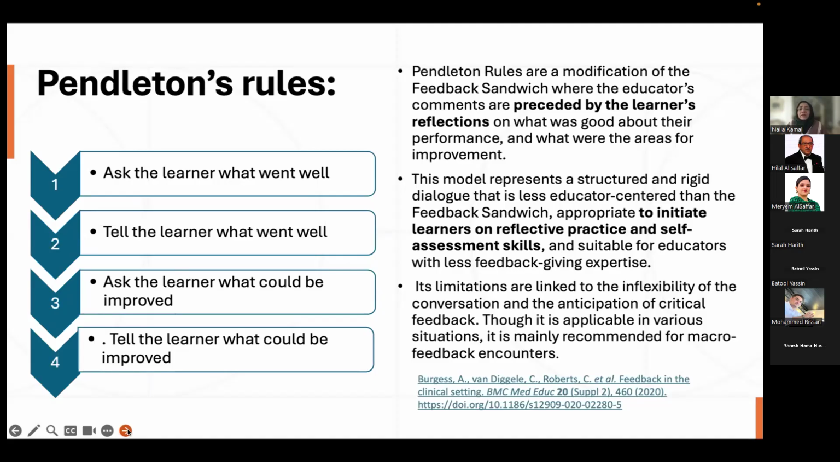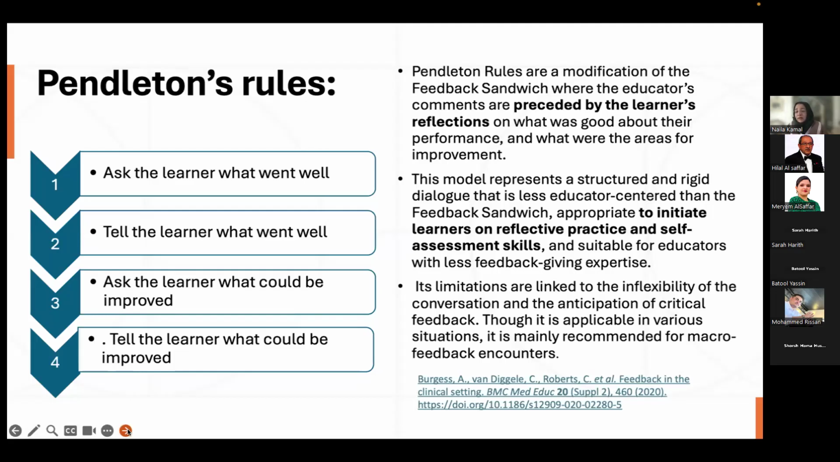And then you tell them what went well. You can emphasize, yes, your history taking was very structured, or your communication was very empathetic, or your dialogue with the patient was carried out in a very effective manner with timely pauses, something like that. So you're consolidating what went well, right?